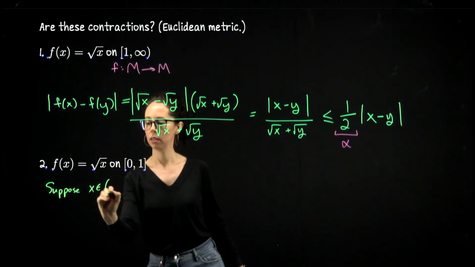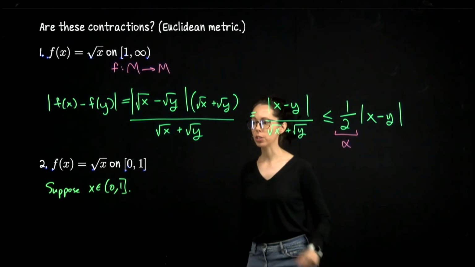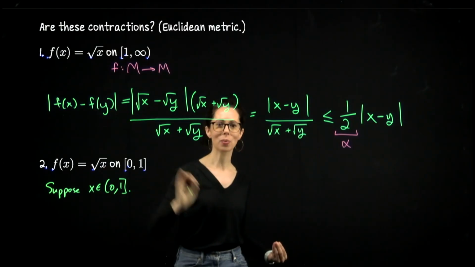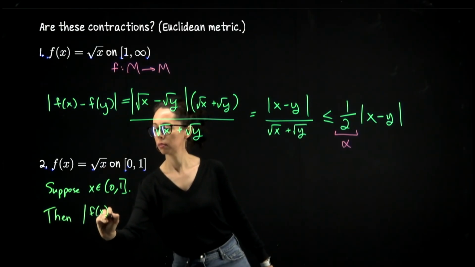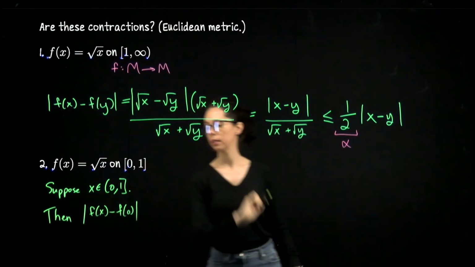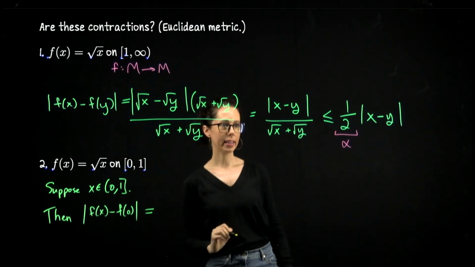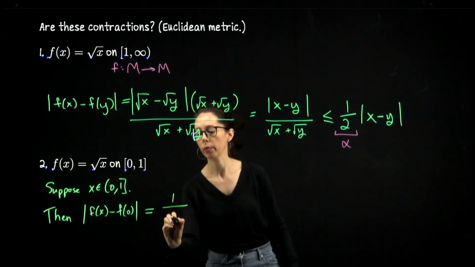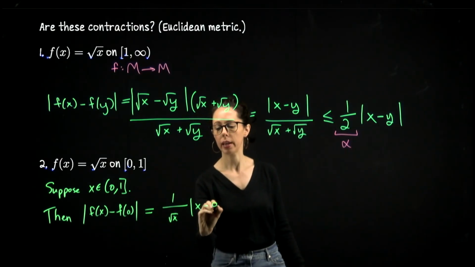So let me imagine I have a non-zero input, and I'm going to measure the distance between f of x and f of 0. I'm going to choose this one to be 0. Same maneuvering as here. I can write this as 1 over the square root of x plus the square root of 0 times x minus 0, which I will go ahead and write out like that.